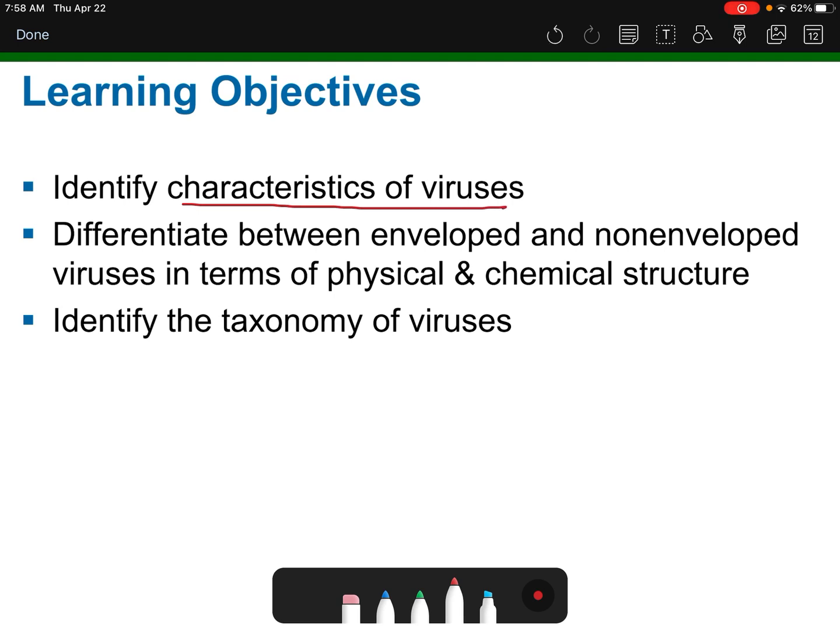So what we're going to be looking at in this first little section is just characteristics of viruses, differentiating between what we call an enveloped and a non-enveloped virus, and then looking at the taxonomy of viruses, since they're not in our normal taxonomy of living things. They have their own little structure.